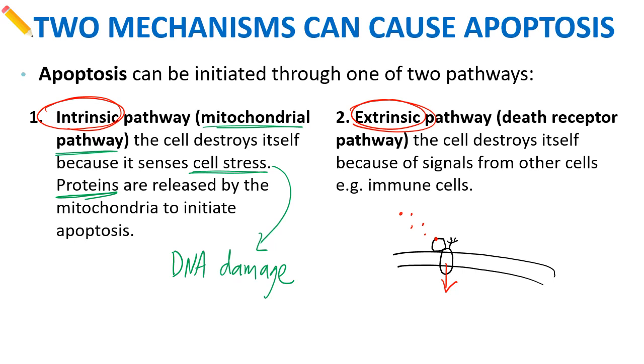So the extrinsic pathway normally happens when that cell has been damaged by some bacteria or invaded by viruses. So normally there's some immune cells that come in and give that signal to actually destroy that cell to protect the rest of the body, like we mentioned earlier.